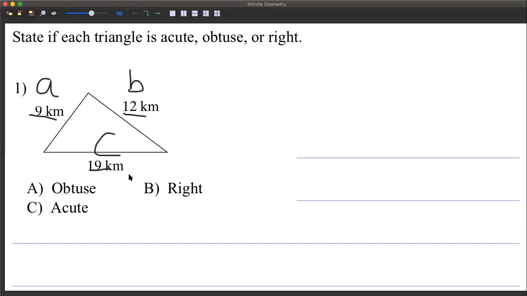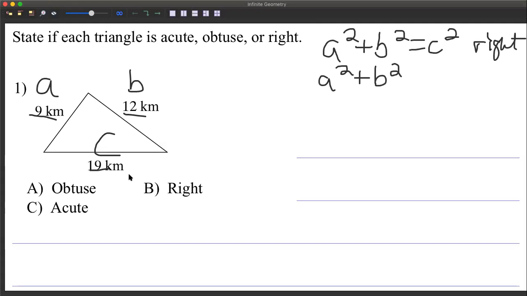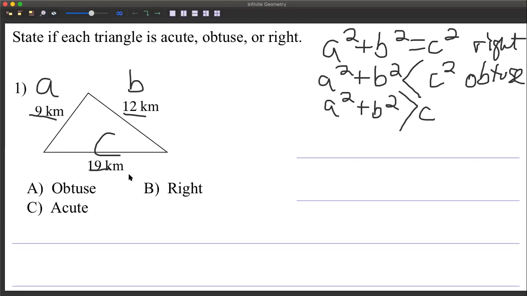So now you're going to do your test. Let's write it over here. If A squared plus B squared is equal to C squared, you know that's a right triangle. If A squared plus B squared is less than C squared, that comes out as obtuse. And the other way around is obviously acute. So we'll have this handy dandy list right here for easy reference.